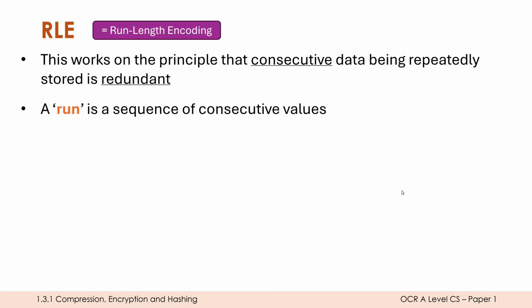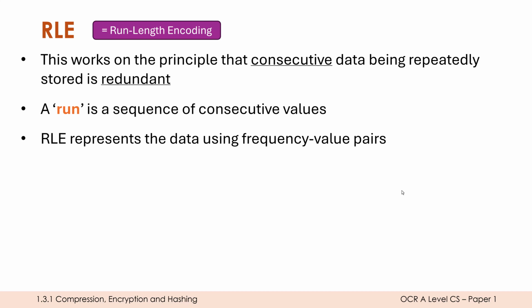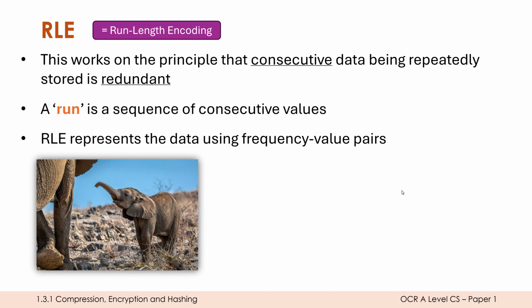So the word run in this context is a sequence of consecutive values. So if I've got the same value being repeated multiple times, that is a run. And what RLE will do to try and represent it in a more compact way is represent the data using frequency value pairs. Well, what does this mean? Well, let's just take an image. We can apply RLE to images. Images can be quite effective with RLE, especially if I've got blocks of the same color, ideally.